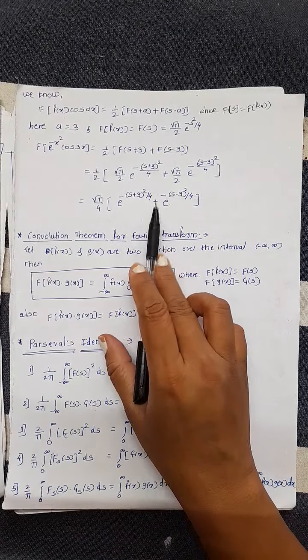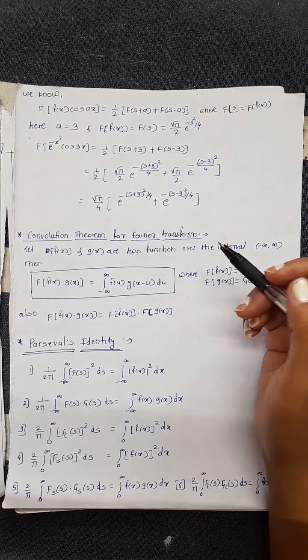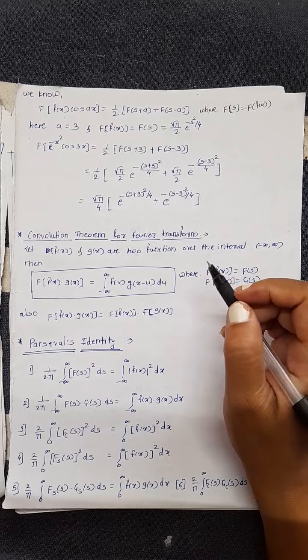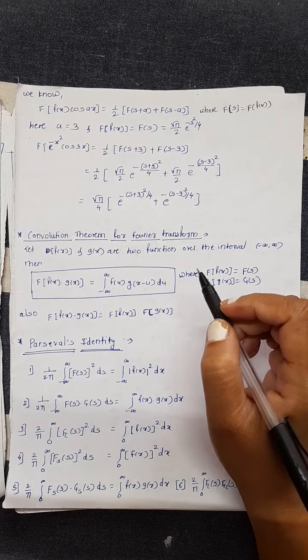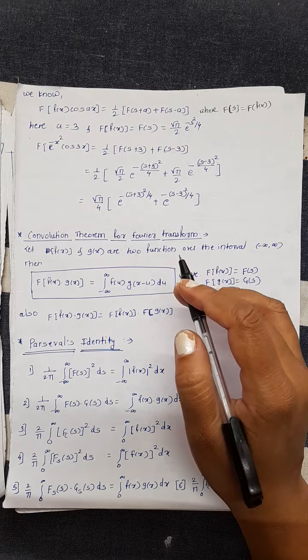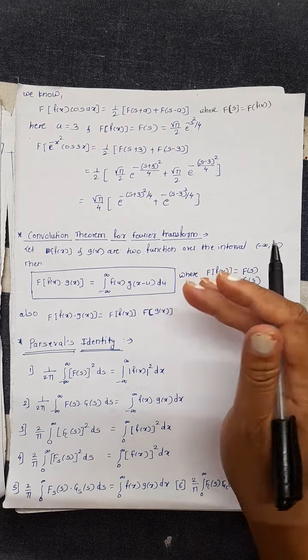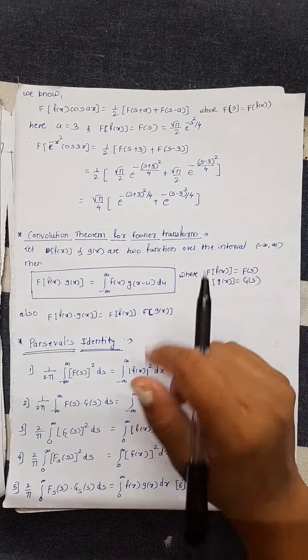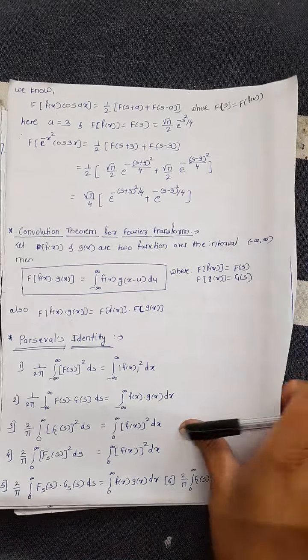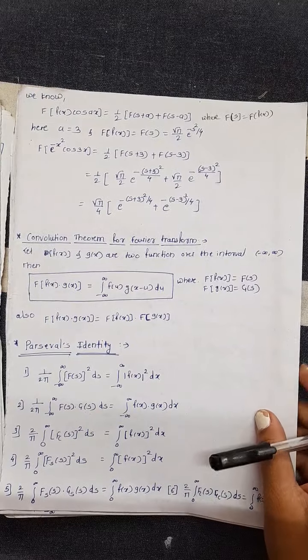Okay, this is the answer. So these are some results or properties of Fourier transform, and depending on those we have studied some examples. Okay, now let us move to the last point of this chapter. This is a very important point.